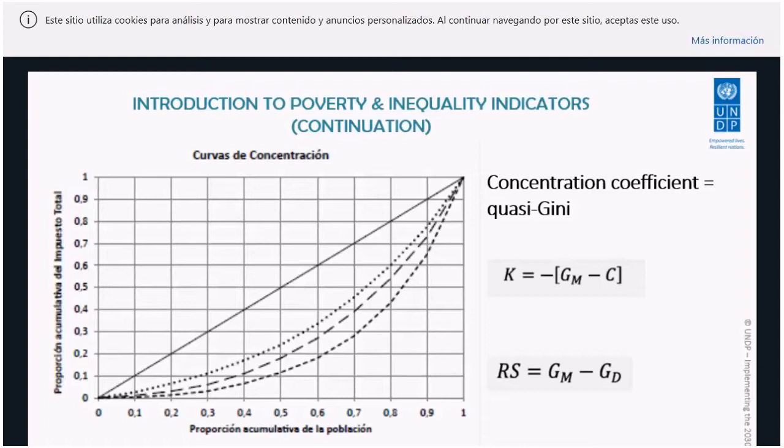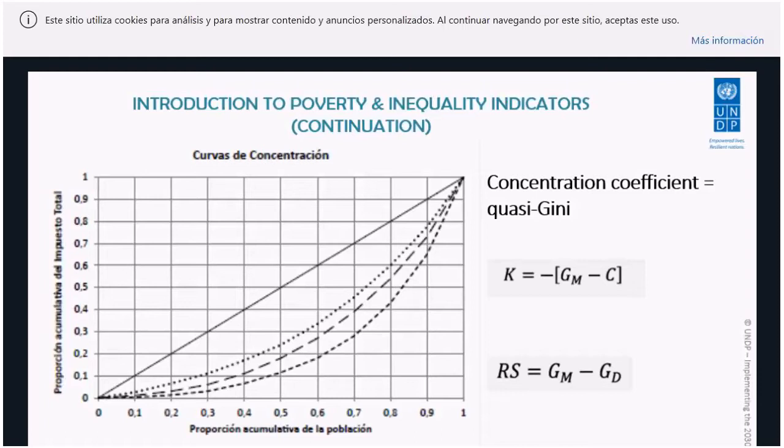And what happens when it's proportional? That is, when the tax is paid as a proportion of the income. If tax is paid as exactly one proportion of the income, then the concentration curve is going to be exactly the same as the Lorenz curve. And if that happens, then the Kakwani index is going to be 0, all right? So that's very easy. If you see a Kakwani that is positive, then taxes are progressive. If you see a Kakwani index below 0, a negative Kakwani, then taxes are regressive. If the Kakwani is 0, it's because it's proportional.